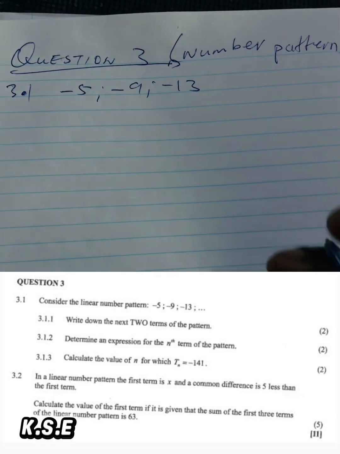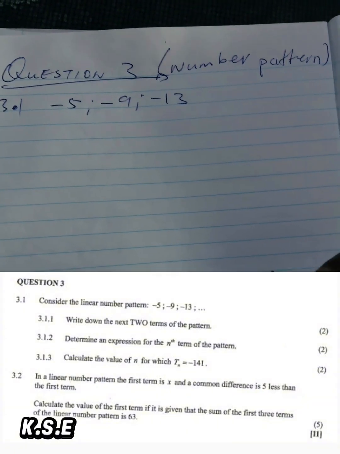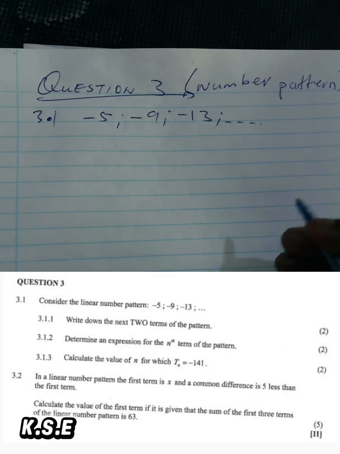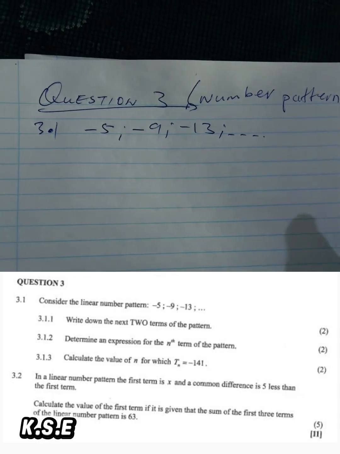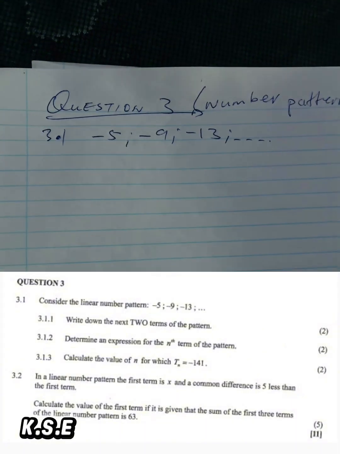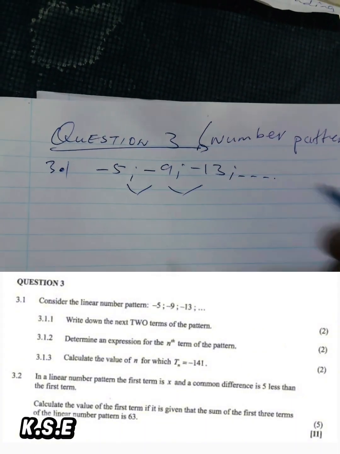It says question 3, consider the linear number pattern -5, -9, -13. Then the first question says write down the next two terms of the pattern. How do we find the next two terms of the pattern? We're just going to do this.